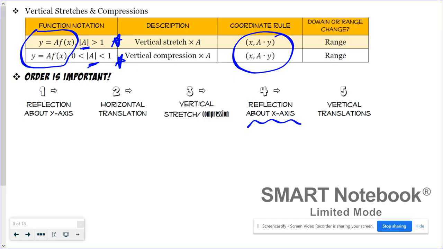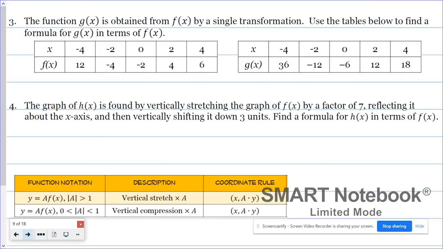And remember, order is important. We want to start with any reflections over the y-axis, followed by any shifts right or left, then our size changes, then reflections over the x-axis, and lastly, any shifts up or down. Right, so let's take a look at some more examples with vertical size changes.